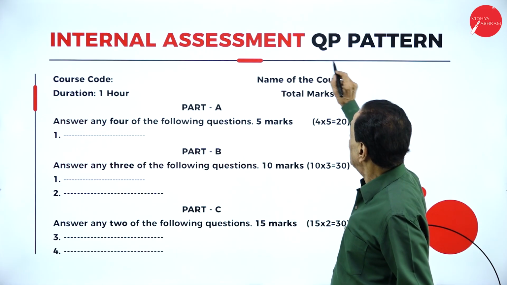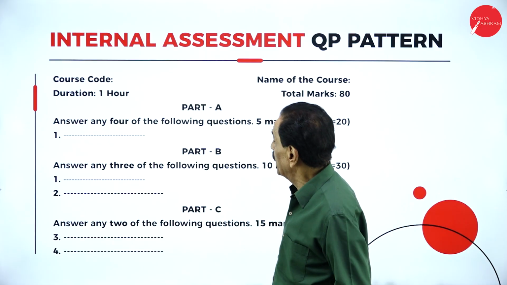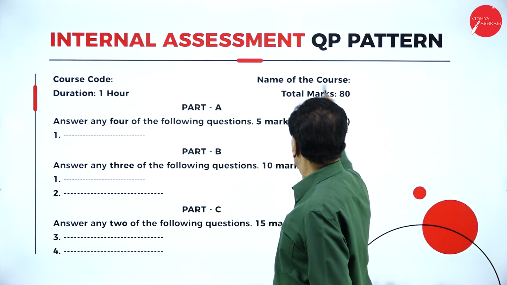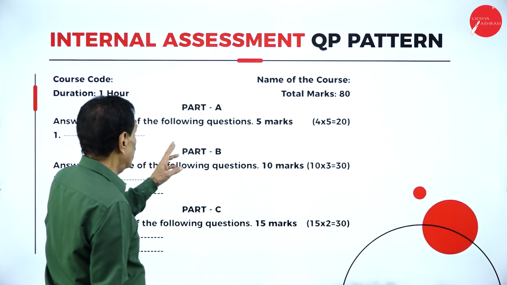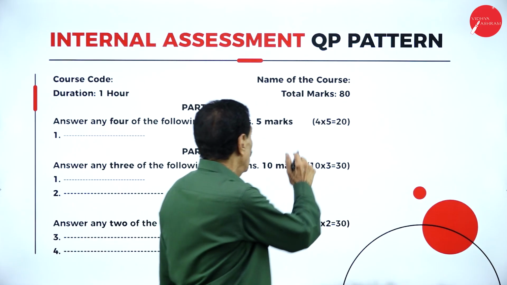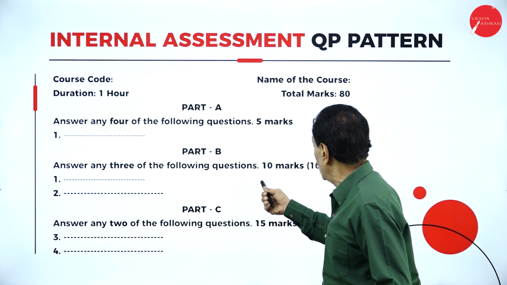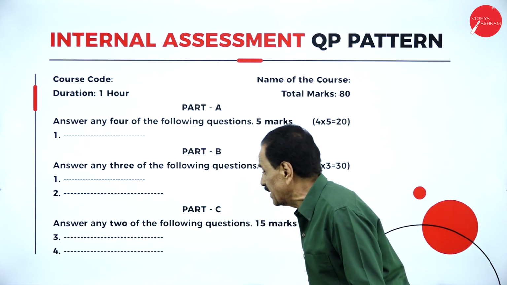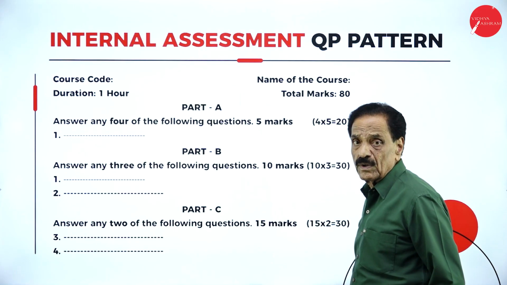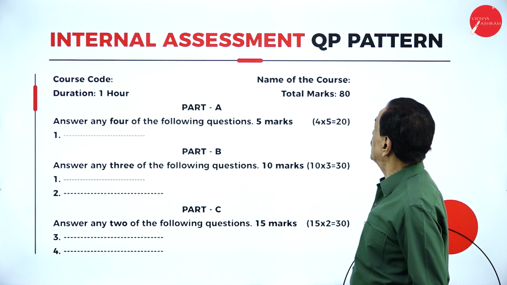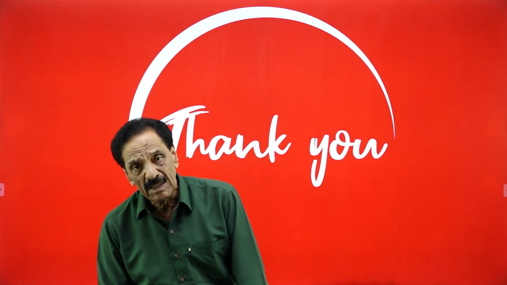Then, internal assessment question paper pattern. Here, duration is 1 hour. Name of the course, total marks 80. Answer any 4 of the following questions, 5 marks, 4 into 5, 20. Answer any 3 of the following questions, 10 marks, 10 into 3, 30. Answer any 2 of the following questions, 15 marks, 15 into 2, as per the internal assessment QP pattern. Here, totally we have got 80.